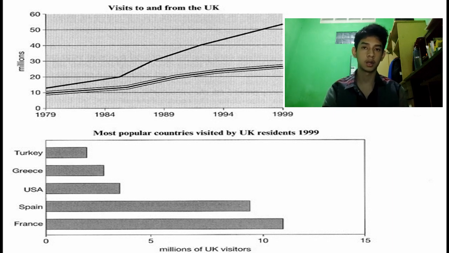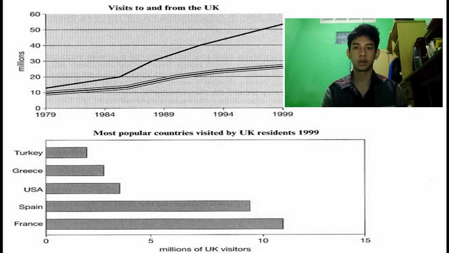The entire charts above explain an increased amount of visits to and from the UK in the first chart. The first chart also shows the number of visits abroad by UK residents is more than the overseas. And the second chart describes the most visited country is France by the UK residents, and the least amount of UK residents visit is Turkey.